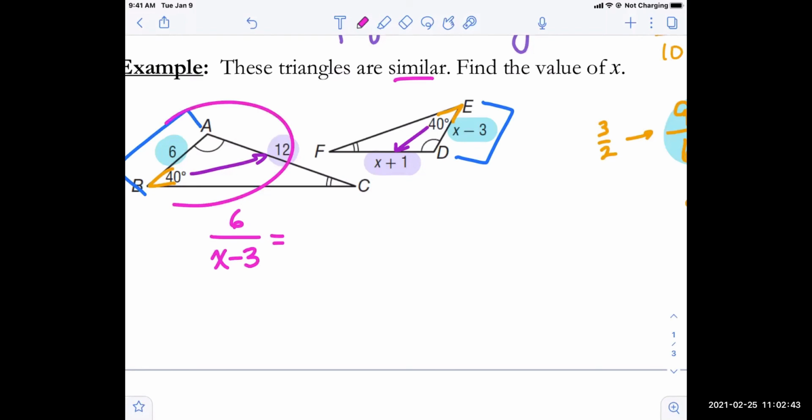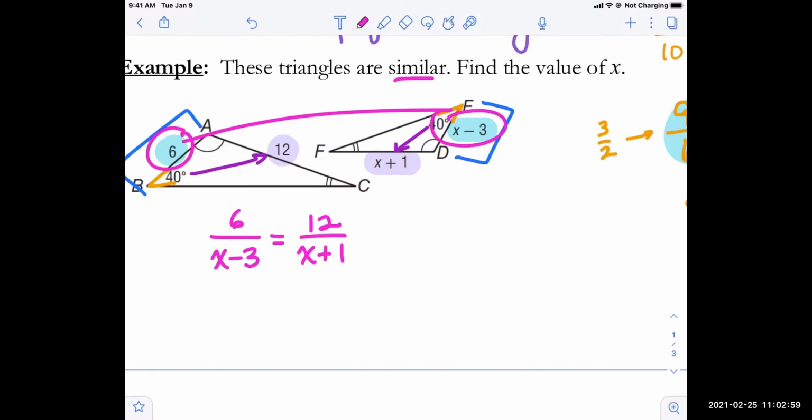Okay, if you go from this triangle to that triangle, you have to follow the same order on the other side. Can't you say 12 over x plus 1? So you're going from the 6 to the x minus 3. Then you would want to be going from the 12 to the x plus 1.